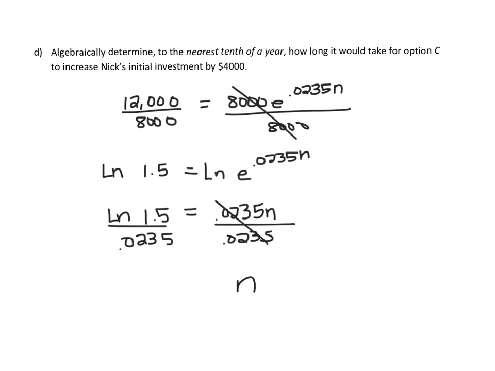Okay, so we're going to plug in our calculator, ln of 1.5 divided by this decimal, and when we do, we get approximately 17.2538. And let's see, they want it this time to the nearest tenth of a year, so that'll round up, right? That 5 rounds it up to 17.3 years. And that's it.